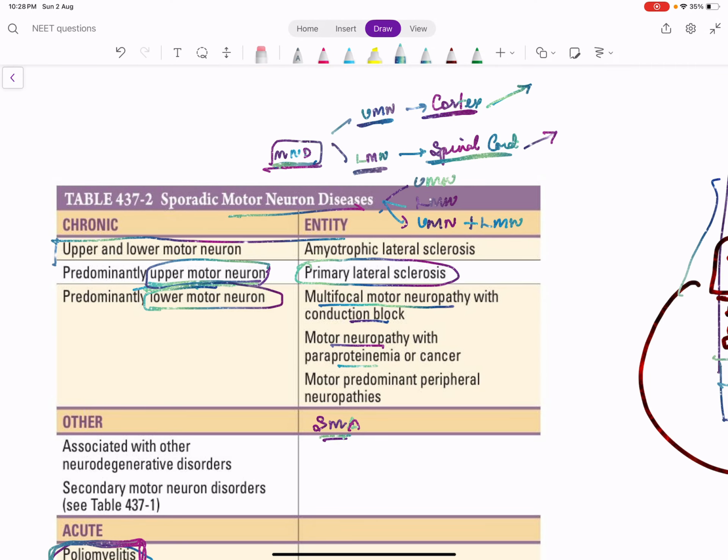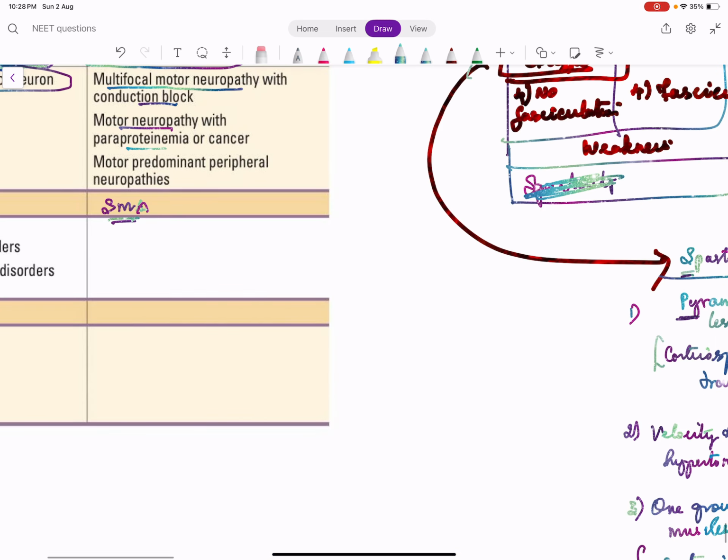Upper plus lower motor neuron lesion is very, very important. It is amyotrophic lateral sclerosis. So why do these diseases occur? Again, these are neurodegenerative disorders only.